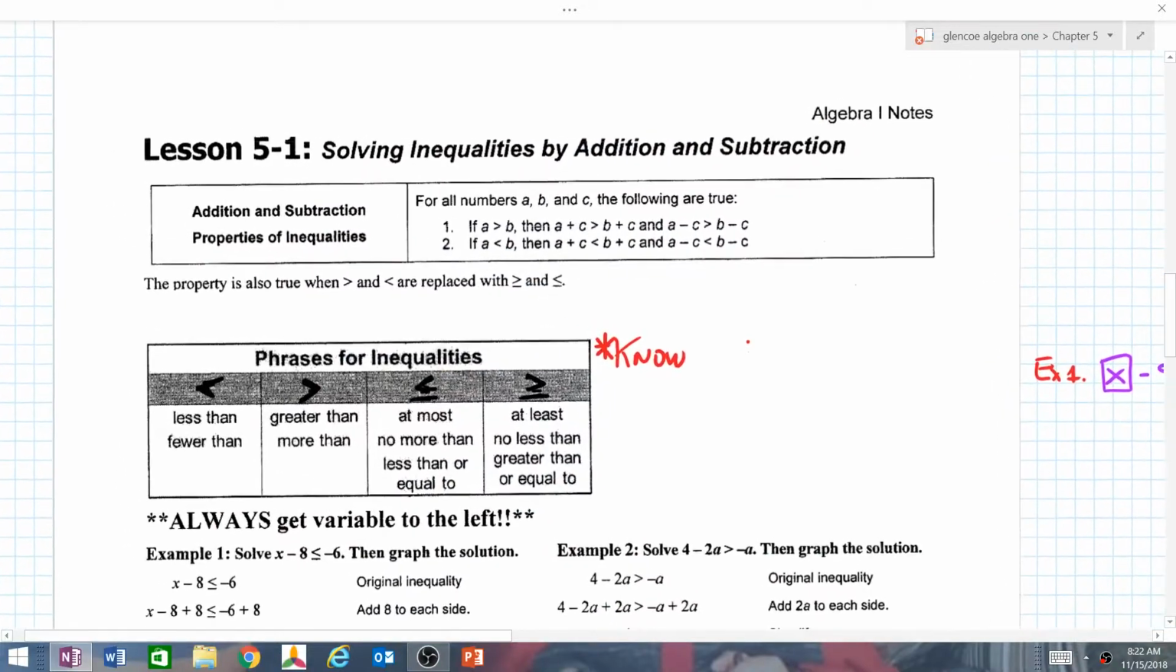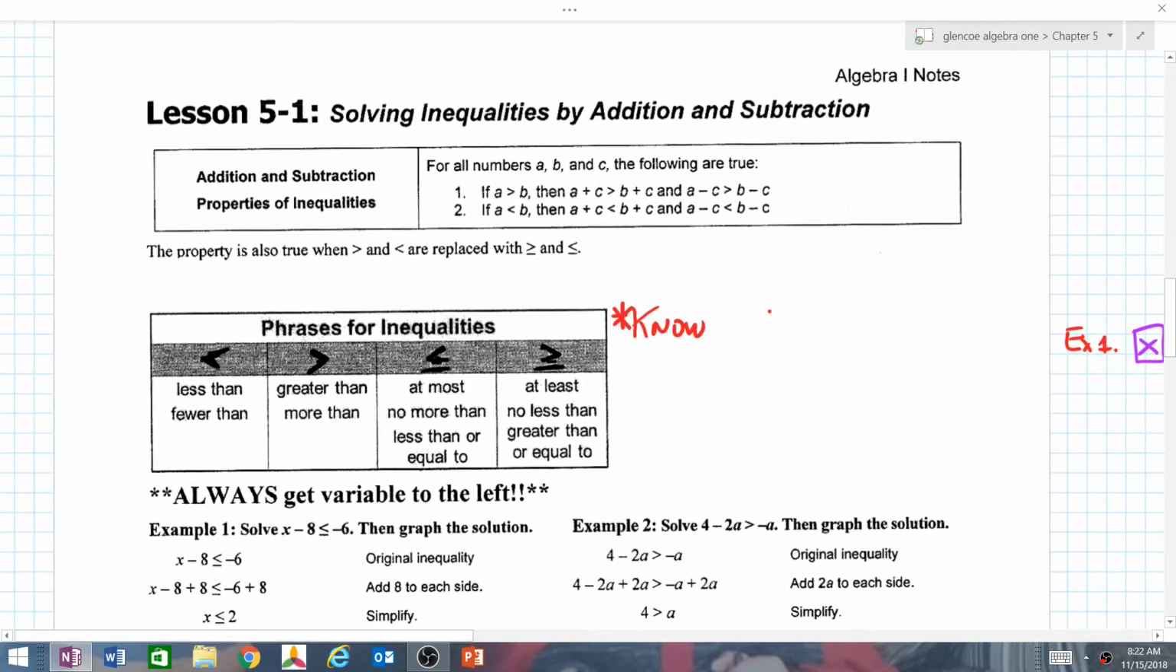Today I'm going to teach two lessons to you. 5.1, solving inequalities by addition and/or subtraction. That's the first lesson. The second lesson will be solving inequalities by multiplication and/or division. So the notes are on the screen in front of you and you have your notes. Please follow along and feel free to add.